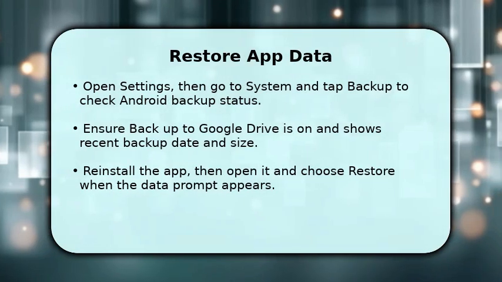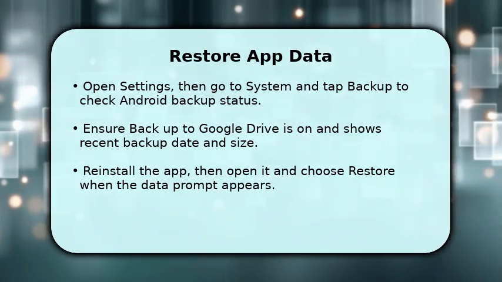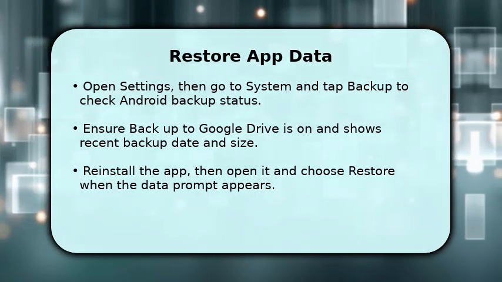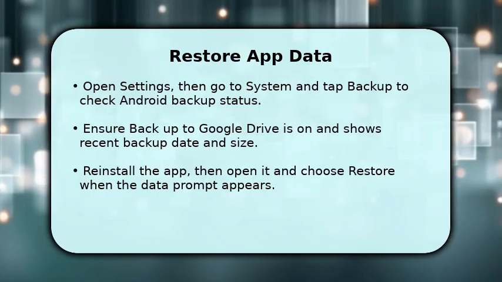Open Settings, then go to System and tap Backup to check Android backup status. Ensure backup to Google Drive is on and shows recent backup date and size. Reinstall the app, then open it and choose Restore when the data prompt appears.